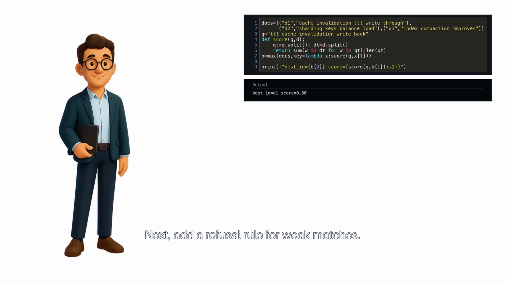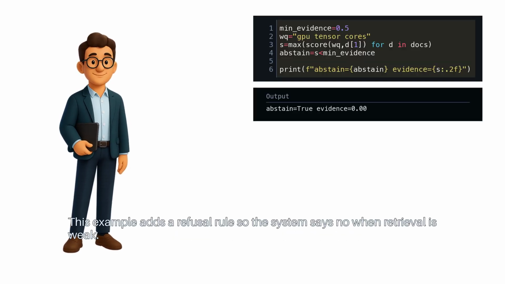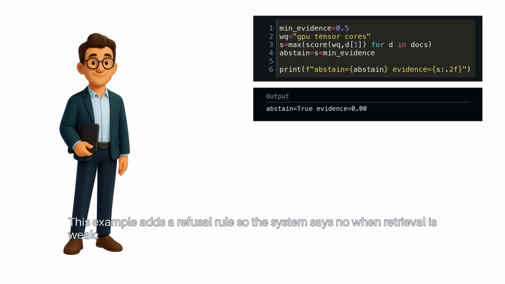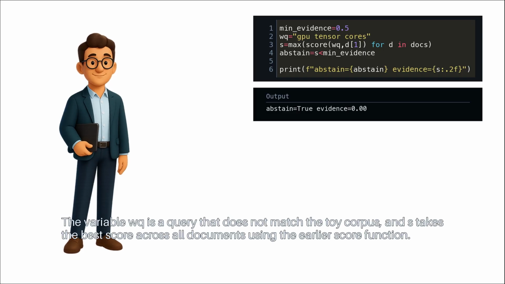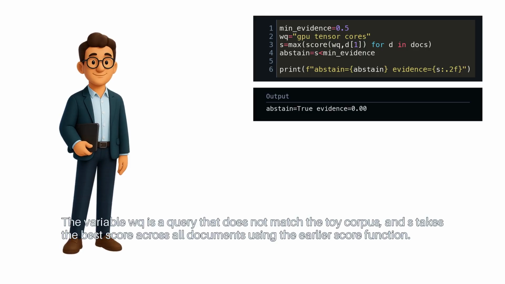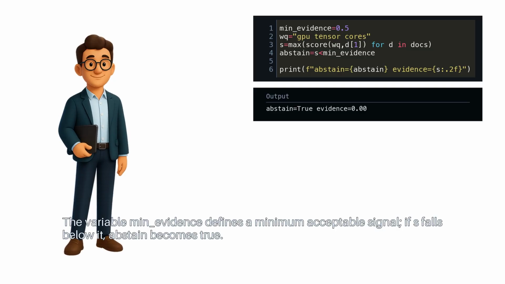Next, add a refusal rule for weak matches. This example adds a refusal rule so the system says no when retrieval is weak. The variable WQ is a query that does not match the toy corpus, and S takes the best score across all documents using the earlier score function. The variable min_evidence defines a minimum acceptable signal. If S falls below it, abstain becomes true.